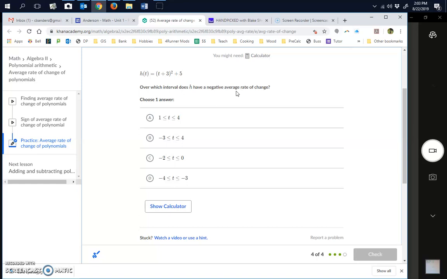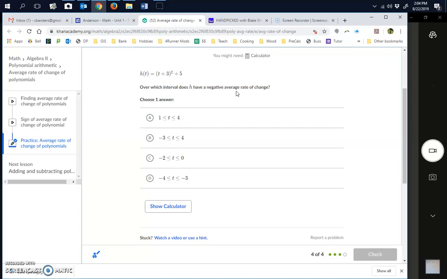-3 plus 3 is 0, so 0 squared, 0, plus 5 gives us 5. 4 plus 3 is 7. 7 squared is 49. 49 plus 5 is 54. Once again, going up, so that's a positive number, and we're looking for negative. -2 plus 3 is 1. 1 squared is 1. 1 plus 5 is 6. And then we have 0 goes in there, so 0 plus 3 is 3. 3 squared is 9. 9 plus 5 is 14. It's not C, must be D.